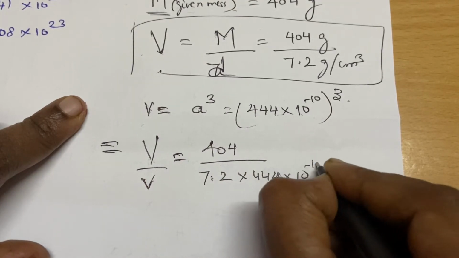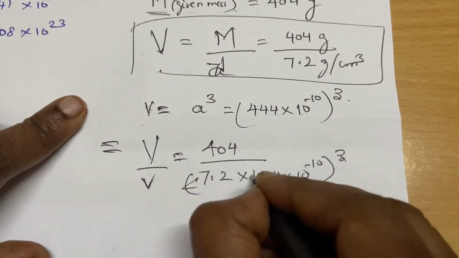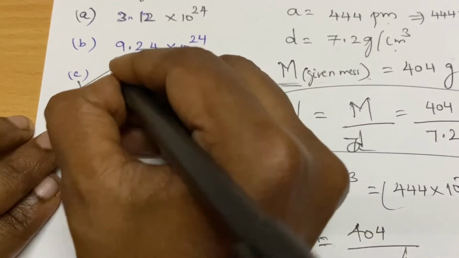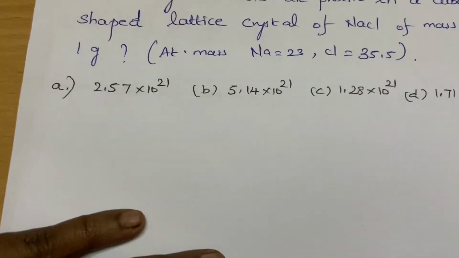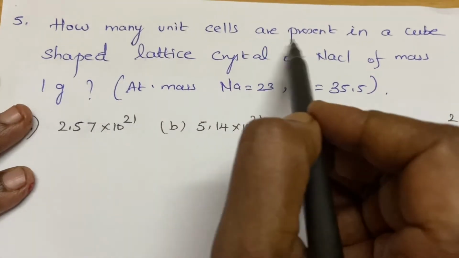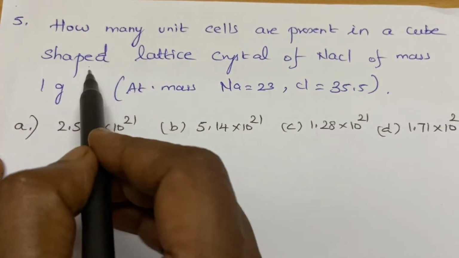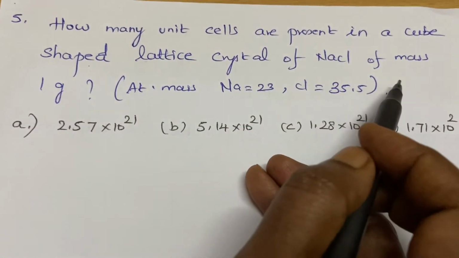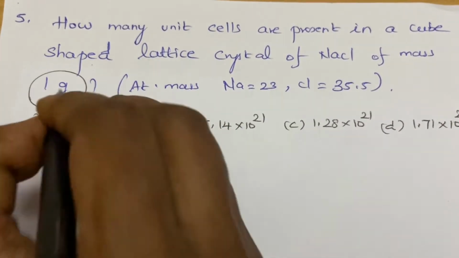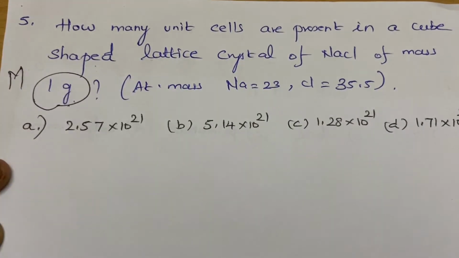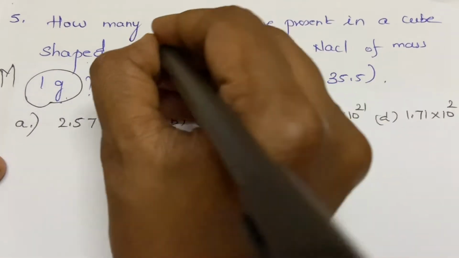If you solve this, you will get the answer 6.41. In order to save time, I am not doing it elaborately, so please do it. How many unit cells are present in a cube shaped lattice crystal of NaCl of mass 1 gram? So this is the given mass, and they are asking how many unit cells.